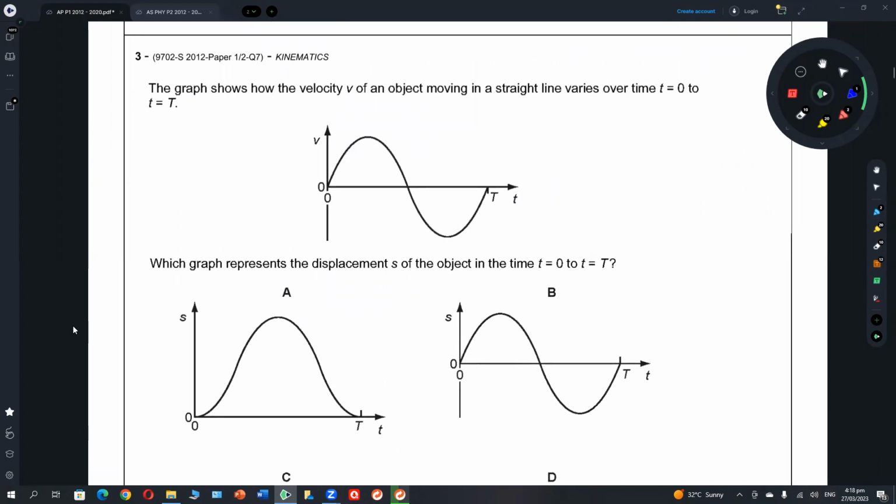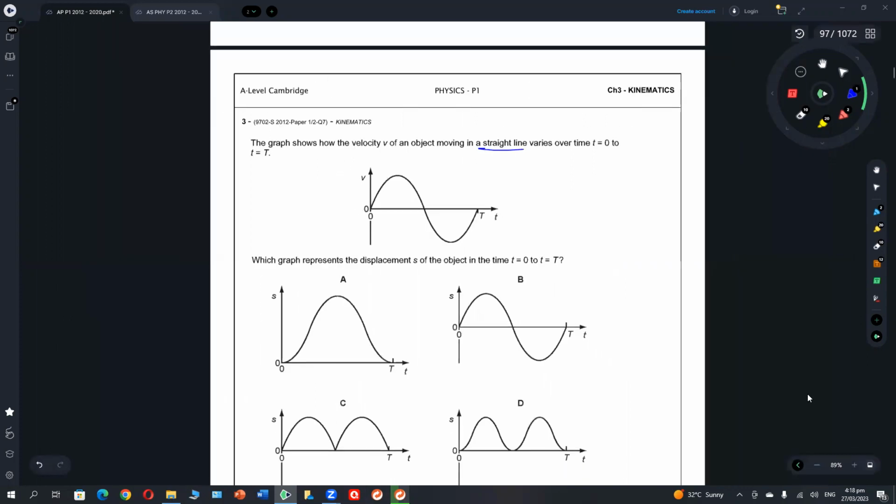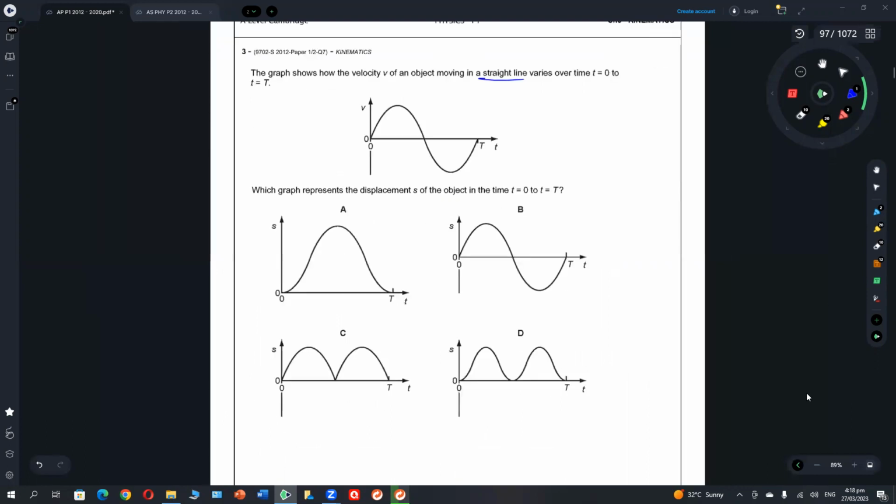The graph shows how the velocity of an object moving in a straight line varies from t is equal to 0 to t is equal to t. It looks like a sine theta sketch. Now, which graph represents the displacement of the object in the time? Now, this is a technical question.